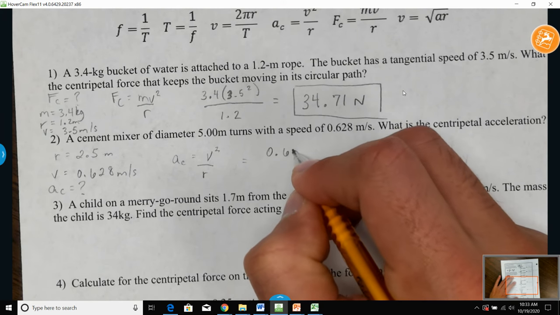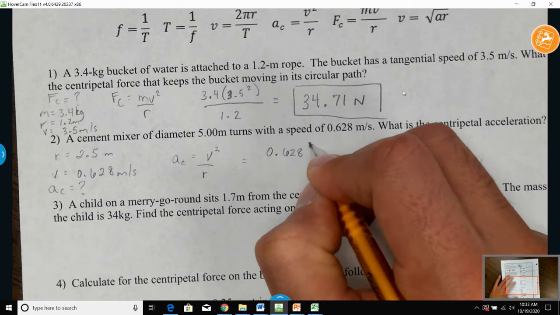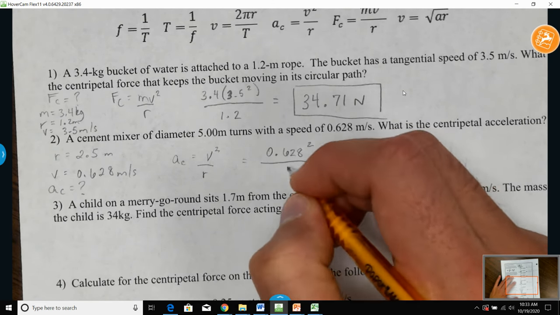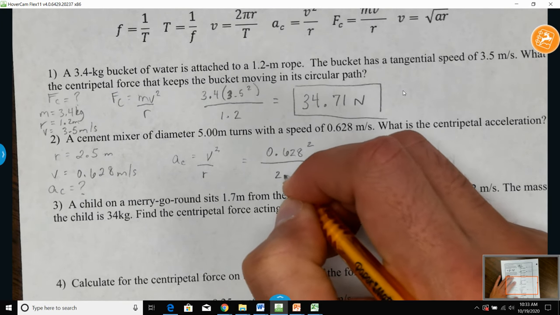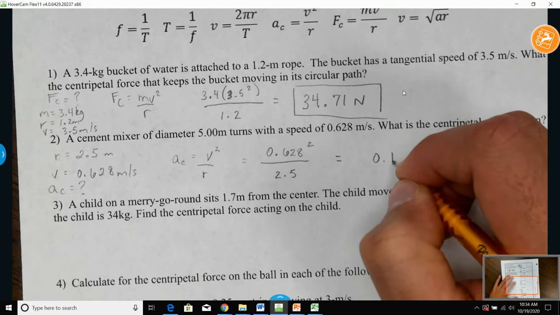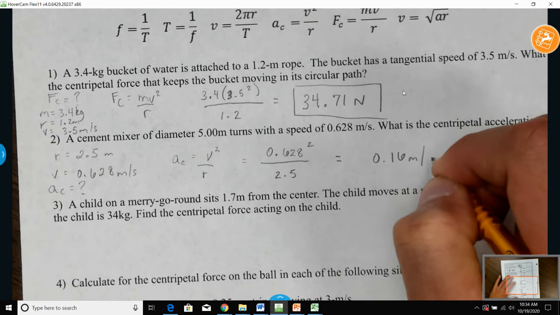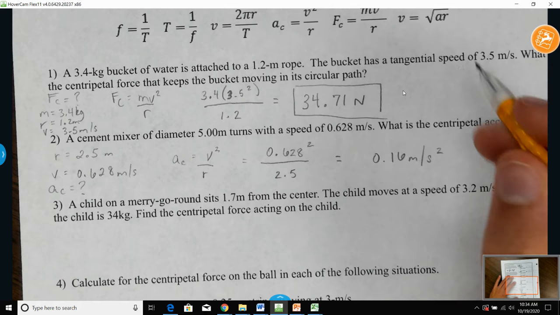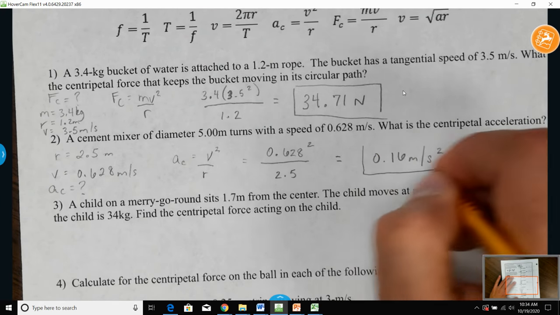You're just going to plug your numbers in here and solve for it. 0.628 squared over 2.5 comes out to be about 0.16 meters per second squared. Because it's an acceleration, you're going to have meters per second squared.